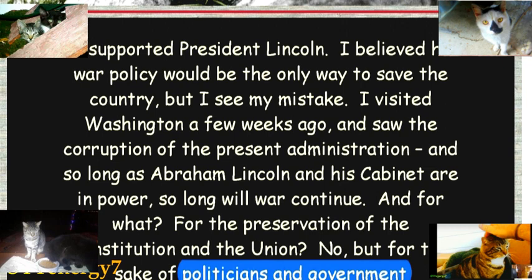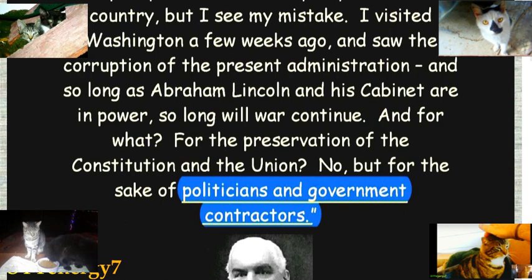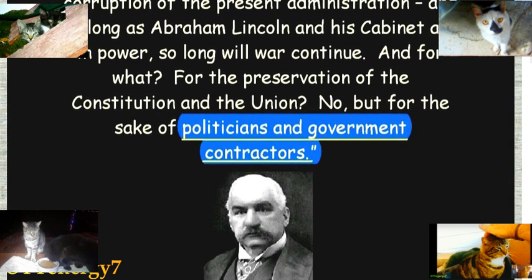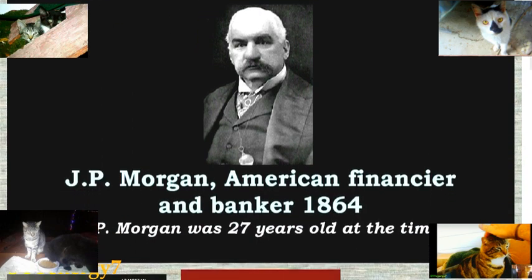In 1864, J.P. Morgan was 27 years old. This is pretty revealing. "I supported President Lincoln. I believed his war policy would be the only way to save the country, but I see my mistake. I visited Washington a few weeks ago and saw the corruption of the present administration, and so long as Abraham Lincoln and his cabinet are in power, so long will the war continue." Basically, it's all about money. And for what? For the preservation of the Constitution and the Union? But no, for the sake of politicians and government contractors.